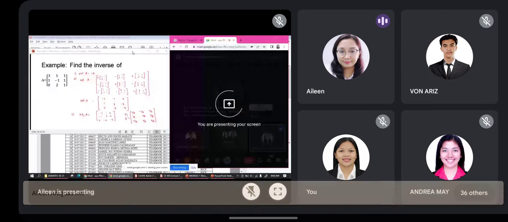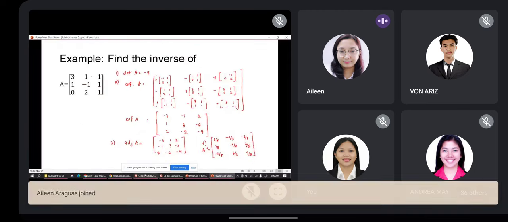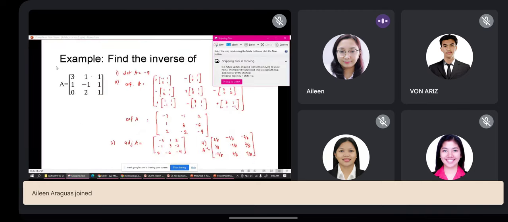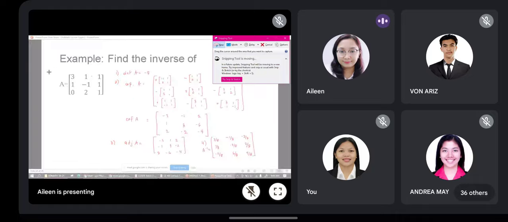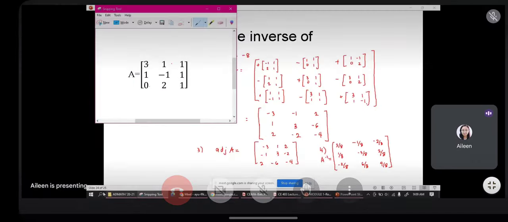Siguro naman hindi na ako mapuputol. Kasi ako ay naka-cellphone data na. Yes, nakakainis nga.